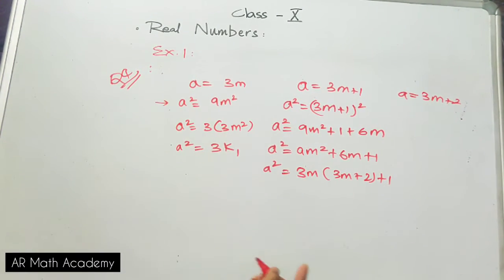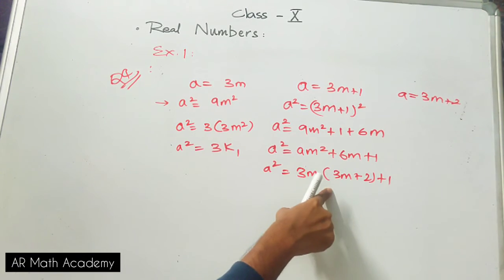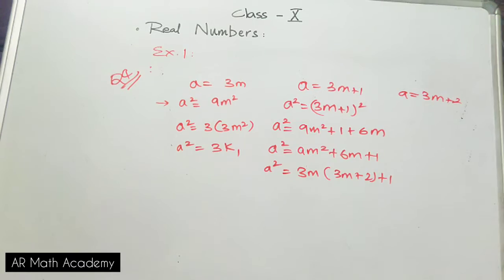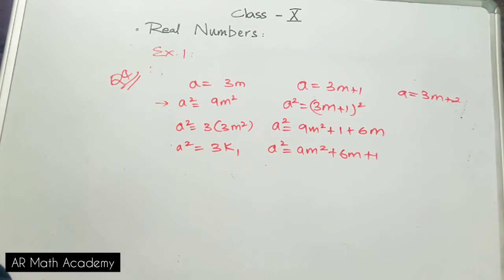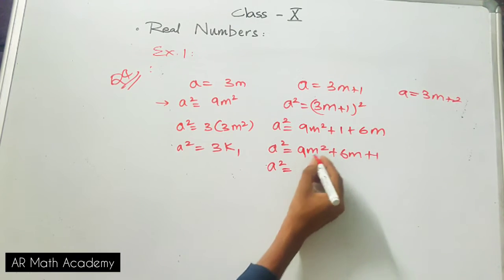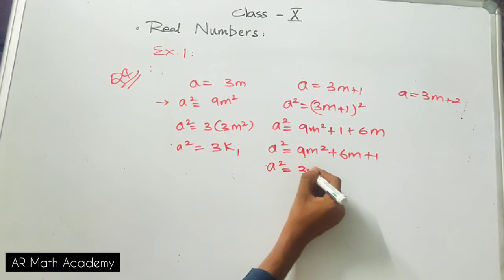Okay, wait, I'll not take m outside. a square equals, combine these two, this one and this one. So take a common 3. 3 is common, right?